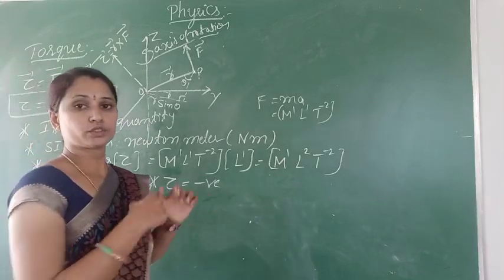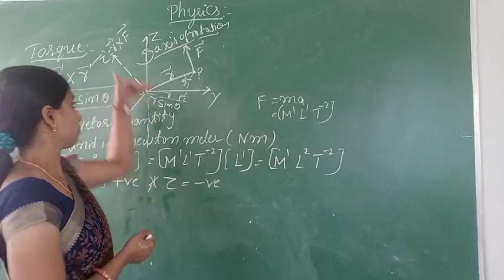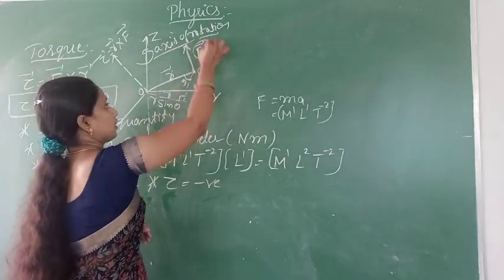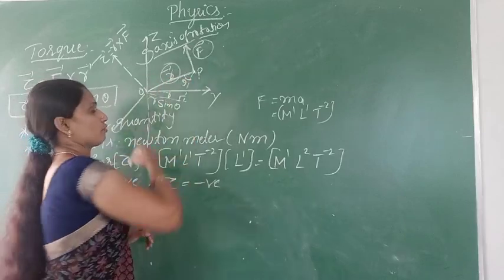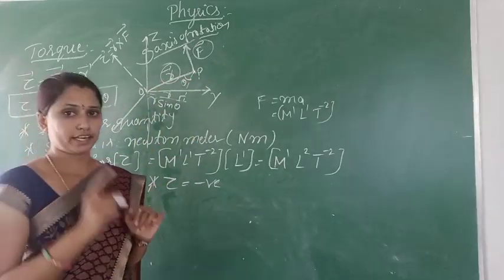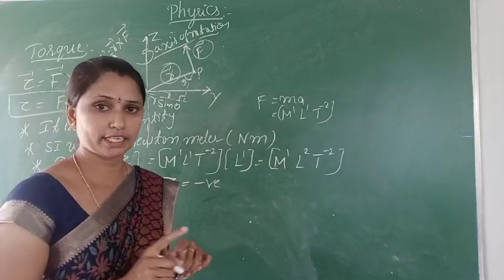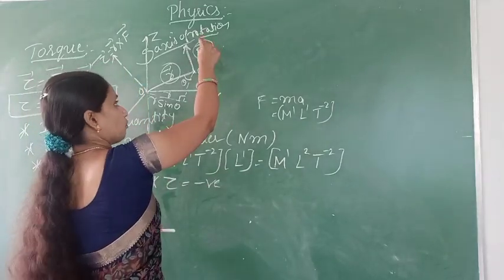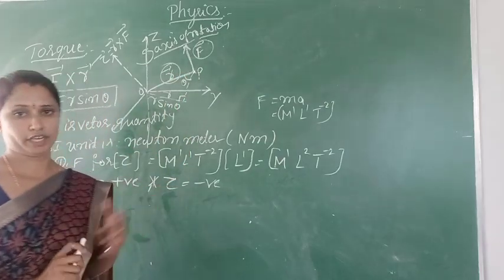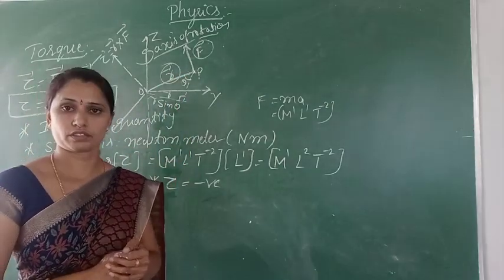r vector. The direction of torque is always perpendicular to the plane containing the force vector and the position vector r. Clear? The direction of torque is always perpendicular to the plane containing force and position vector r. This is the direction of torque.